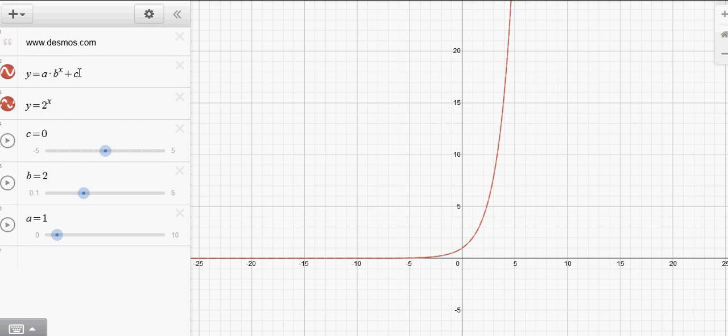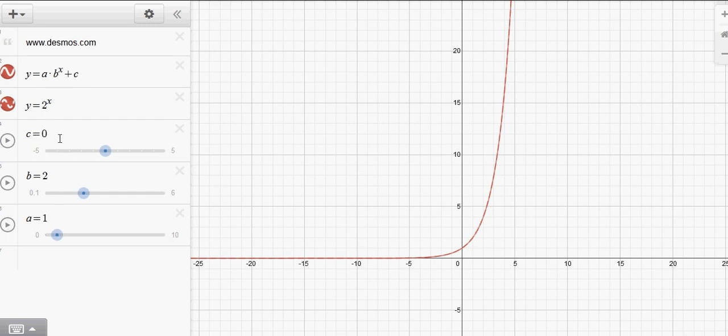So you'll notice for exponents, the x is the power, it is an exponent there. Now, these are what we call sliders, where I can change the value of c in the equation, and I can change the value of b, and I can change the value of a, so that we can see what these changes look like.